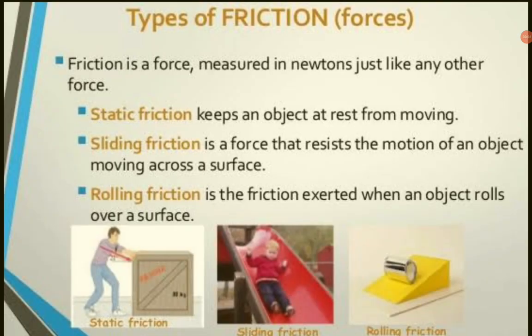So, what is friction? Friction is a force measured in newtons, just like any other force. Static friction keeps an object at rest from moving. Sliding friction is a force that resists the motion of an object moving across a surface. So, what is rolling friction? Rolling friction is the friction exerted when an object rolls over a surface.